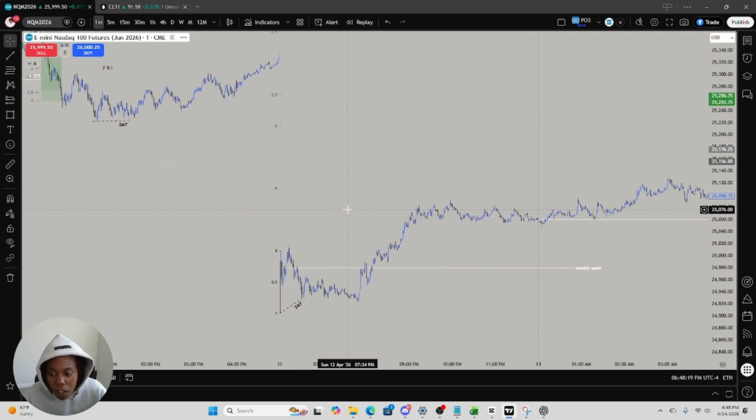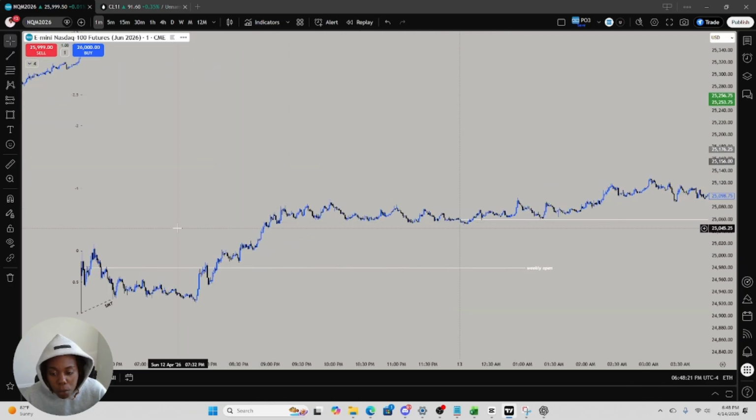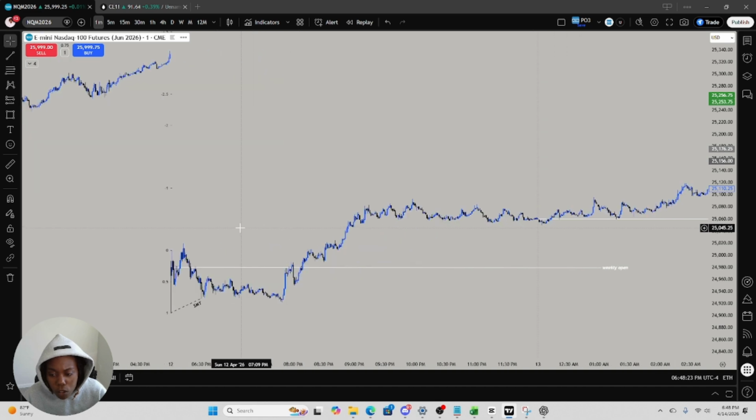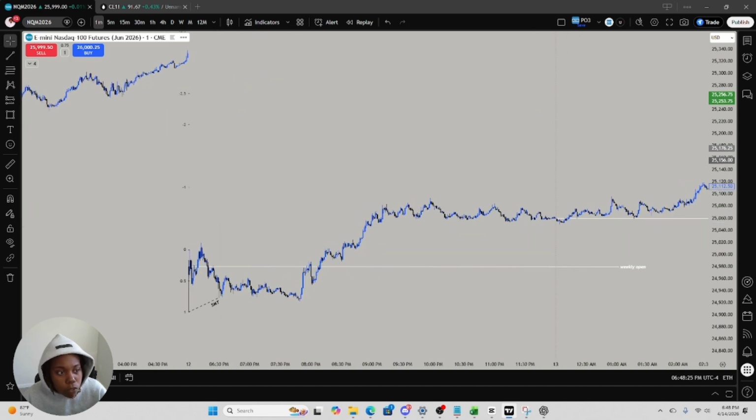Now, when we get into reversals, the best form of reversal that we can really see is when we've taken the high of day or low of day.